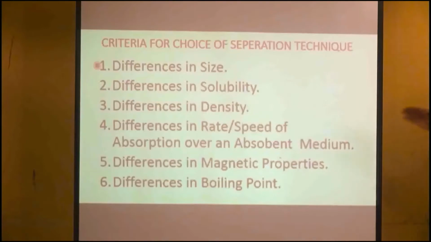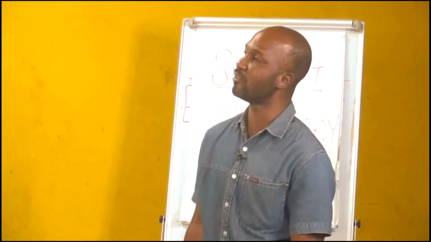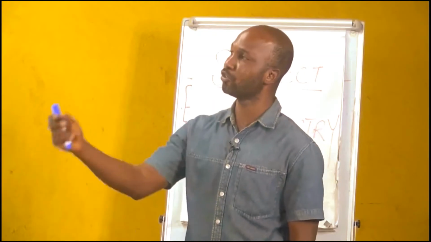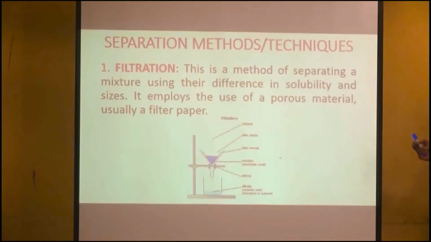Then we have difference in solubility, difference in density, difference in rate or speed of absorption over an absorbed medium, difference in magnetic property, and difference in boiling point. These are the criteria that we use to choose the different separation methods. The first method of separation, or technique, that we'll be looking at is filtration. And this is a method of separating a mixture using their difference in solubility and sizes.